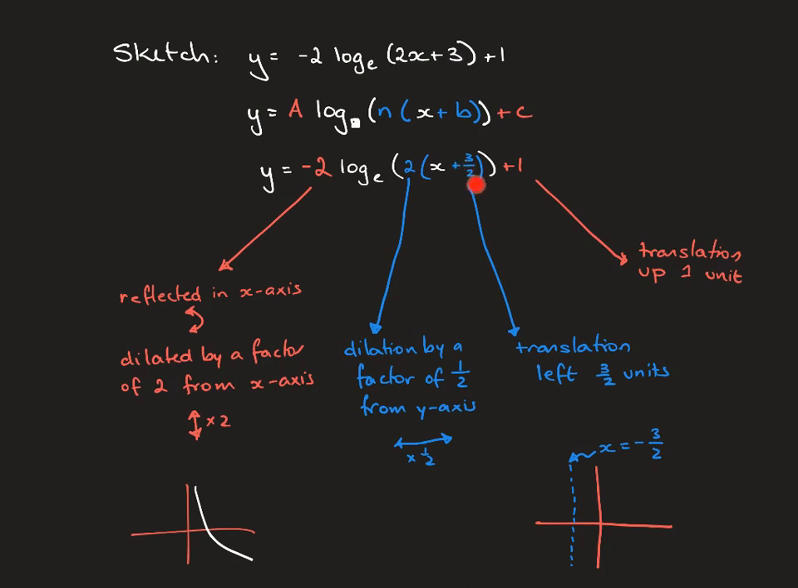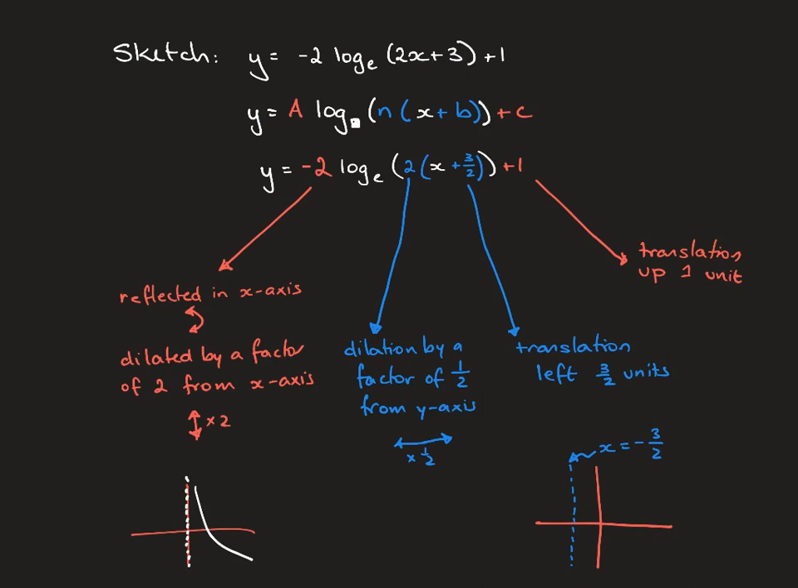The +3 over 2 is our translation left 3 over 2 units, which basically tells us, if we look at where the asymptote was for our original function, which I'm just popping in on the other graph over here now, it was x is equal to 0. So if it's translated left 3 on 2 units, now our asymptote is at x is equal to -3 on 2. So these two bits here we can use to help us to position the graph correctly when we sketch it. We also know it's gone up 3 units, up 1 unit.